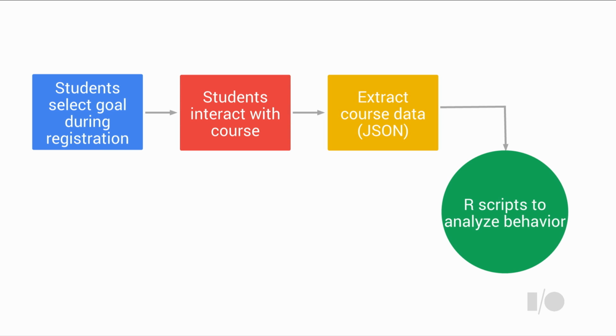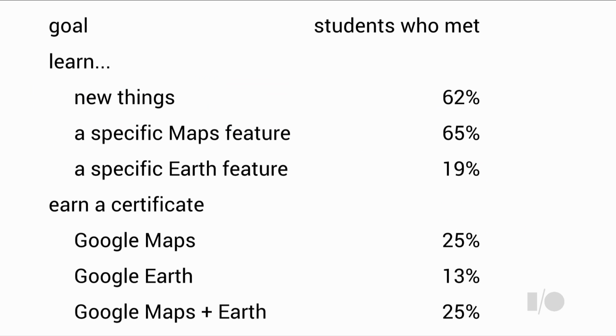So here was our process. Again, students, when they registered, selected the goal. They interacted with the course for a 2.5-week period. When the course closed, we extracted the course data as JSON files, and then we ran some R scripts to analyze their behavior. And here's what we found.